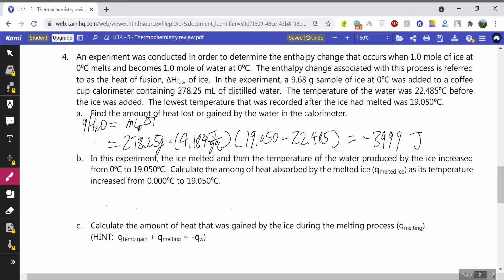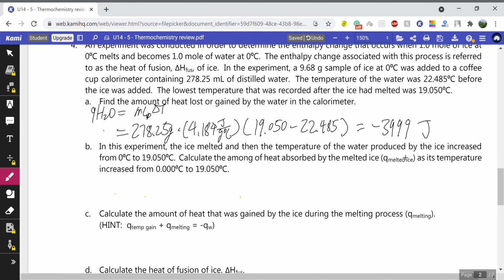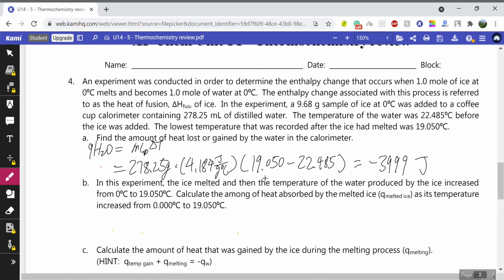In this experiment, the ice melted when the temperature of the water produced by the ice increased from 0 to 19. Calculate the heat absorbed by the ice, Q melted ice, as the temperature increases. Alright, now this time we're just solving for Q, and it's for ice this time. So Q of H2O is still equal to mCp delta T. Except this time we have 9.68 grams of ice.